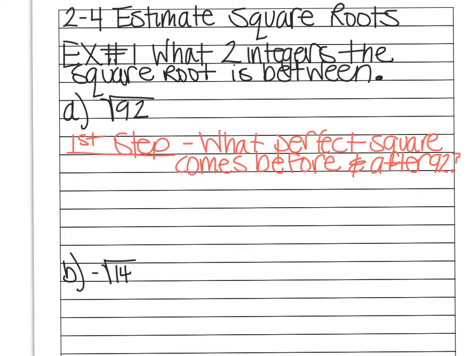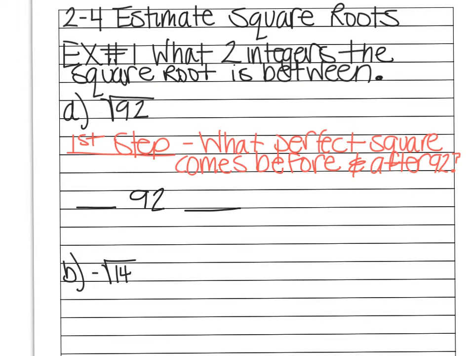So we're going to look here. Let's write this. We have something before 92 and something after 92. So what comes before 92? That's a perfect square. So I just start going through, I would start a little higher. Let's start at 5. 5 times 5 is 25. 6 times 6 is 36, 7 times 7 is 49, 8 times 8 is 64, 9 times 9 is 81, we're getting close, 10 times 10 is 100. Oh, so we have one before and one after it.